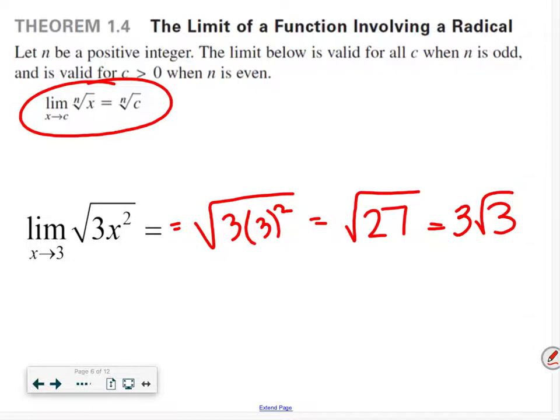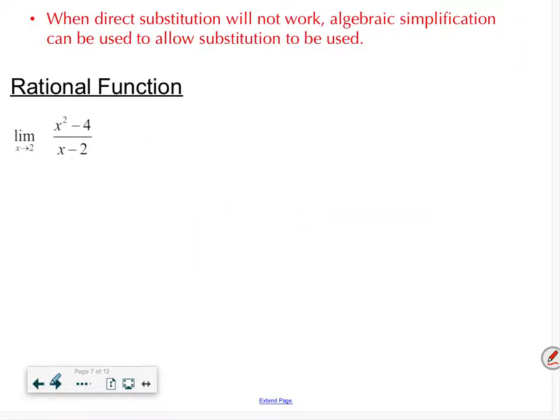Let's go back to that case where I said, as long as the denominator is not 0, you can use direct substitution. Did anybody think what happens if it's 0? Okay. So, sometimes we're going to have to use some algebra, and I'll tell you when. So, go ahead and write down this example.